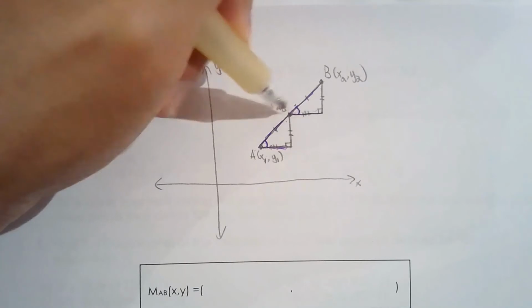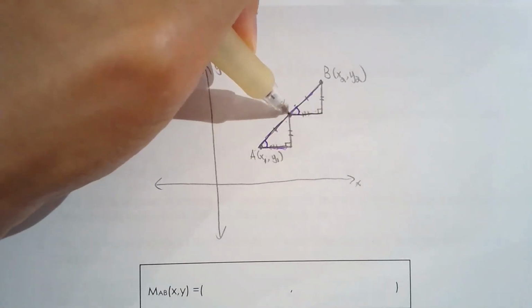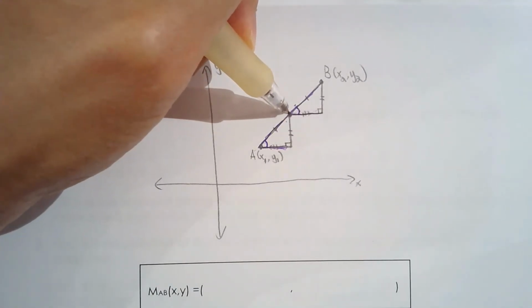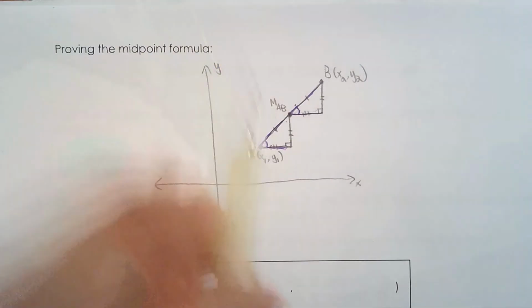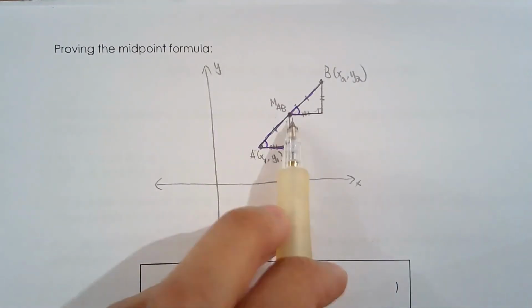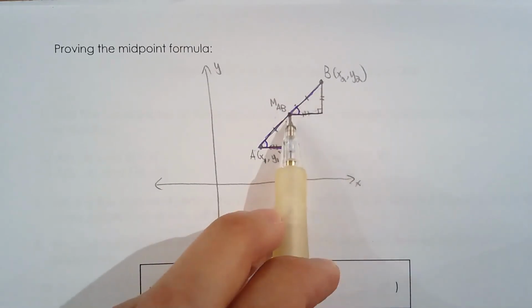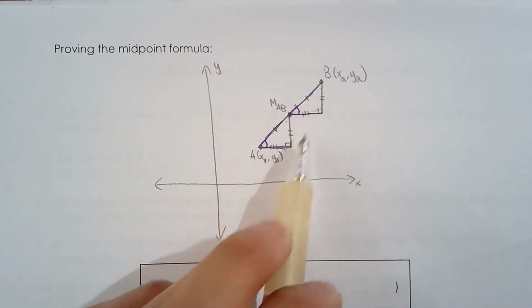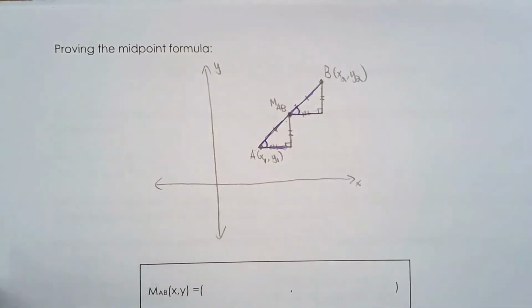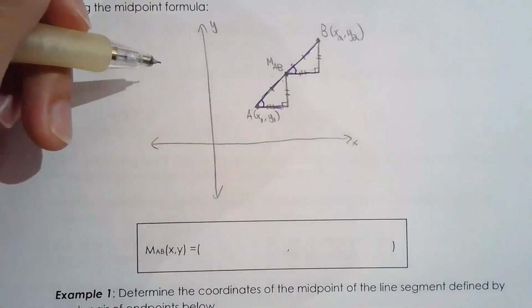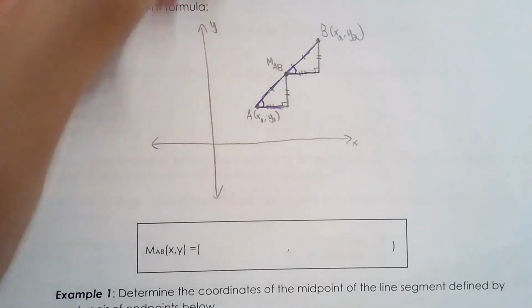I think you're better at thinking horizontally. I'm going to start with the x-coordinate. What's the x-coordinate of the midpoint? Well, since this is the same as this, these lengths are the same, then I have to average the x-coordinates to find the middle of the x. So you have to average the x-coordinates to find the x-coordinate of the midpoint.